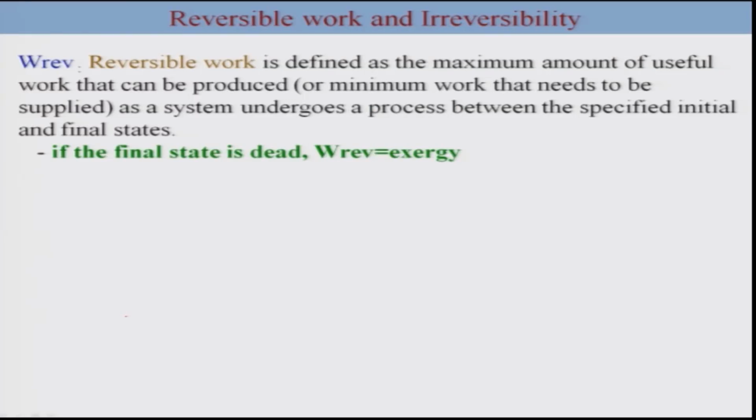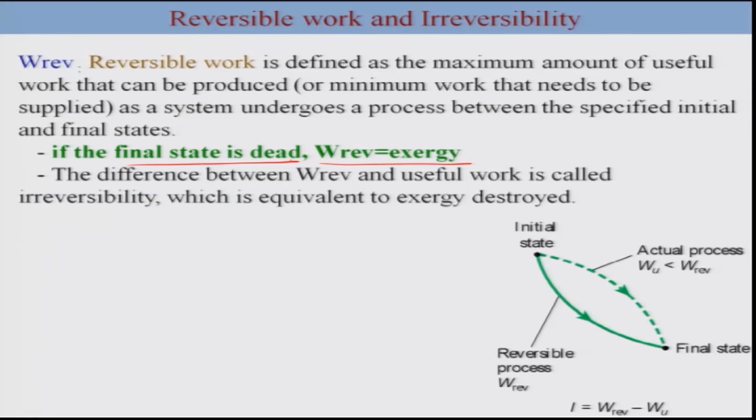So, definitely the reversible work would be the same as exergy when the final state is the dead state. That is what we emphasize here, that W reversible is exergy in case the final state is dead. And the difference between the W reversible and useful work is called irreversibility, because this is nothing but equivalent to exergy which is destroyed, that means the work which cannot be used. That would be the corresponding exergy destroyed.